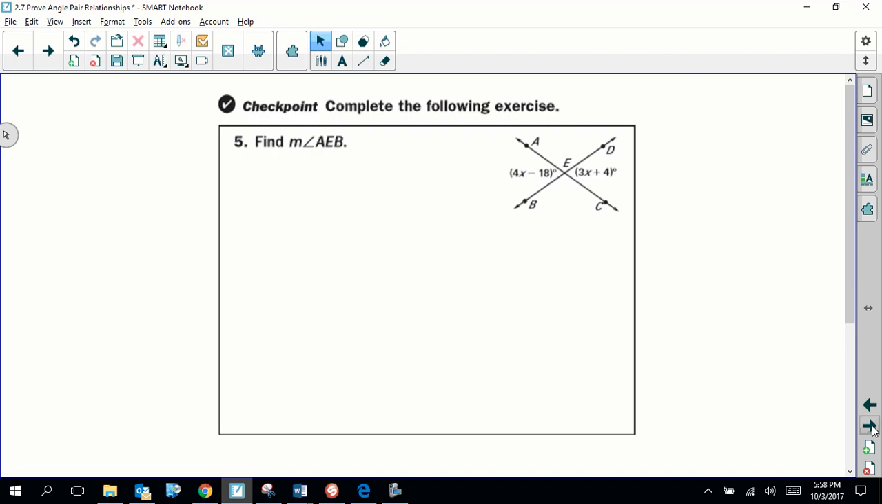So here's the last one. Go ahead and pause the video one more time. Find the missing angle for AEB based off of the relationship that you see. And when you're done, come on back and check your work with mine.